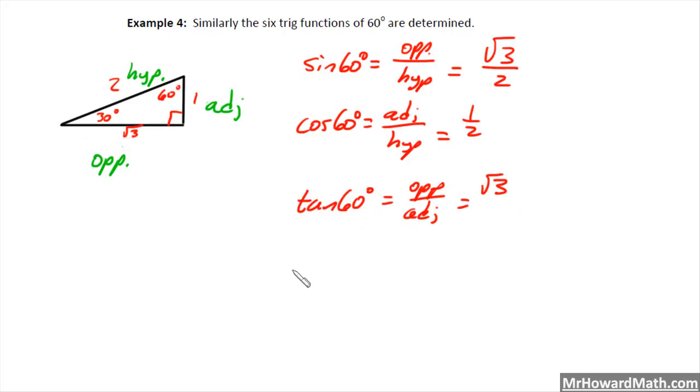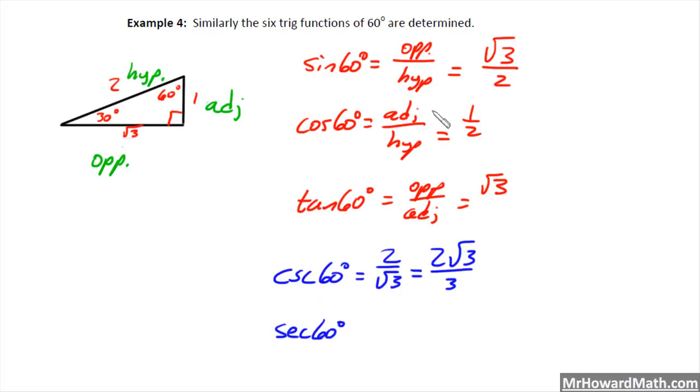The reciprocal of sine is cosecant. So cosecant 60 is 2 over square root of 3, which we will rationalize, making it 2 square root of 3 over 3. And reciprocal of cosine is secant, so secant of 60 degrees is this reciprocal, 2 over 1, or just 2. And lastly, cotangent of 60 degrees is the reciprocal of tangent, so it would be 1 over square root of 3, and then we'll rationalize that and make it square root of 3 over 3.